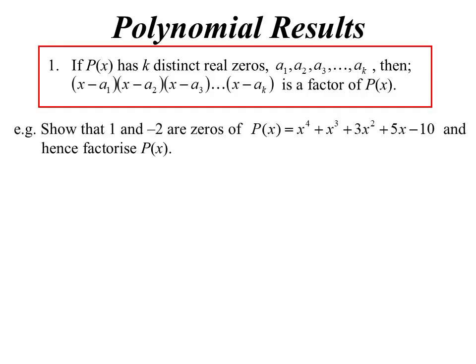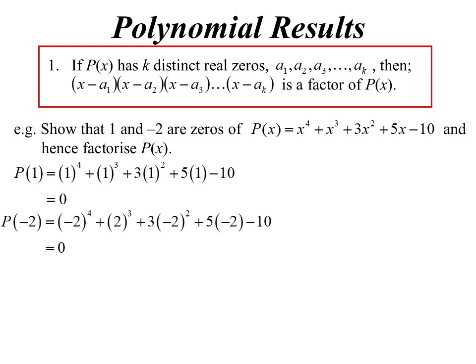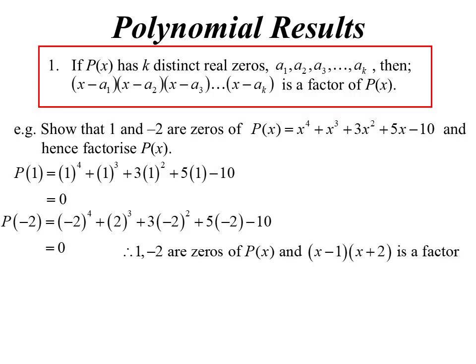If I want to show that 1 and negative 2 are zeros, all right, factor theorem, sub in, yes, polynomial at 1 works out to be 0. Polynomial at negative 2 is also equal to 0. As they're both zeros, we know x minus 1 and x plus 2 are factors. I can now find the other factor.